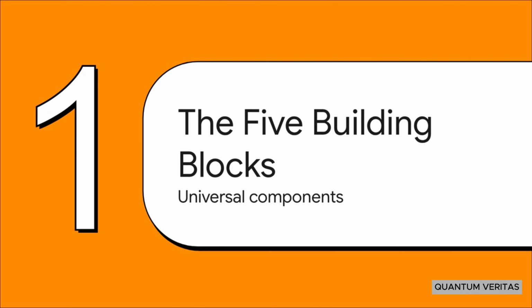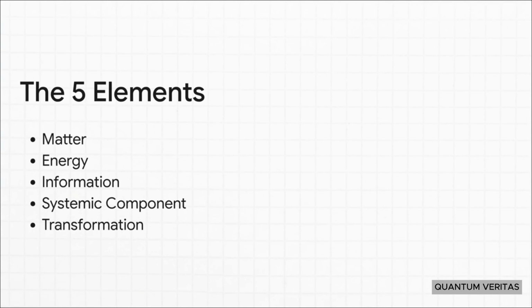all around us. Okay, here they are: matter, energy, information, something called the systemic component, and transformation. Now, the really key idea here is that you never find one of these alone. It's all about the unique recipe, the specific balance between them that makes a star different from a stone or a living cell different from a computer.